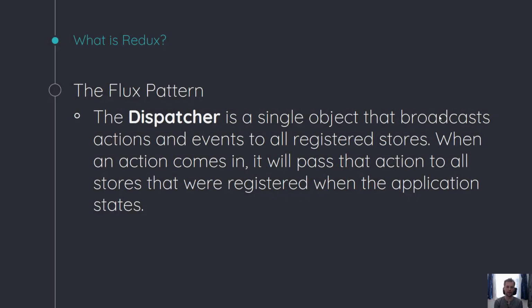So next is the dispatcher. The dispatcher is a single object that broadcasts actions and events to all registered stores. So when you first create your application, you're going to register all of the stores. Let's say I have a banking app, right? This is the store that contains data concerning bank transactions. This is the store that contains all of my state concerning user stuff. Okay, so you have a combined state of all the state in your application, but you're usually going to be splitting it up into a variety of little stores that are concerned with specific things in your application.